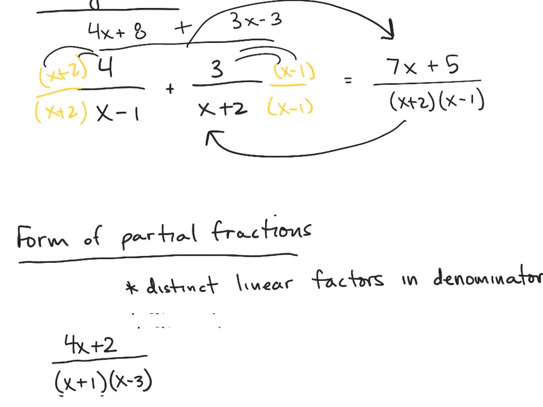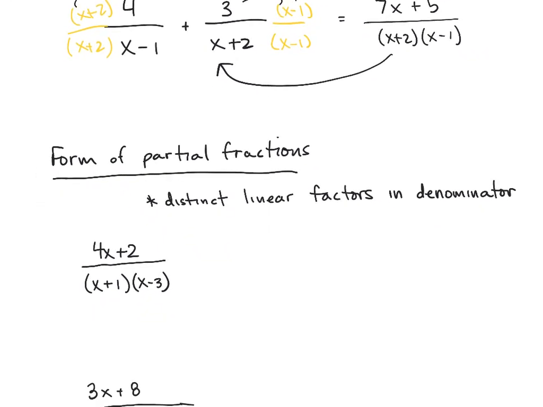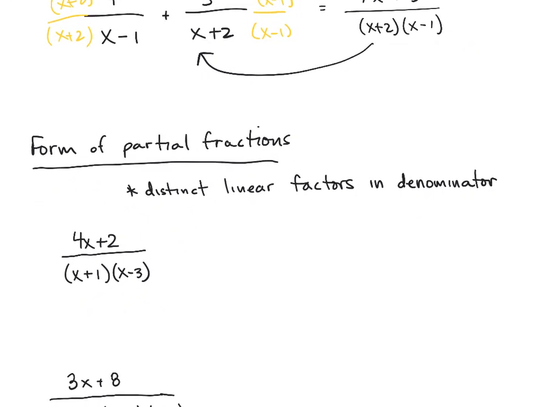Now, learning target 1 is called just finding the form of the partial fractions. And it consists in one of several different ways. The form of the partial fractions depends on what you have in the denominator. So let me repeat that. The form of the partial fractions depends on what you have in the denominator.